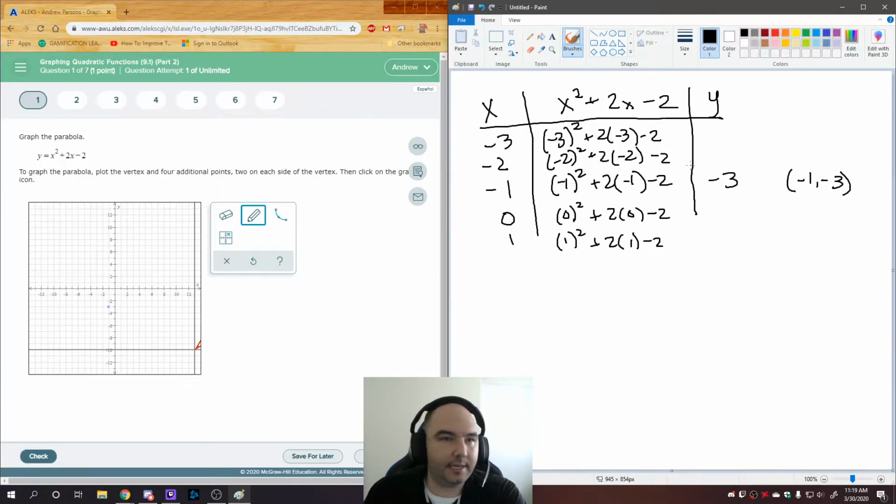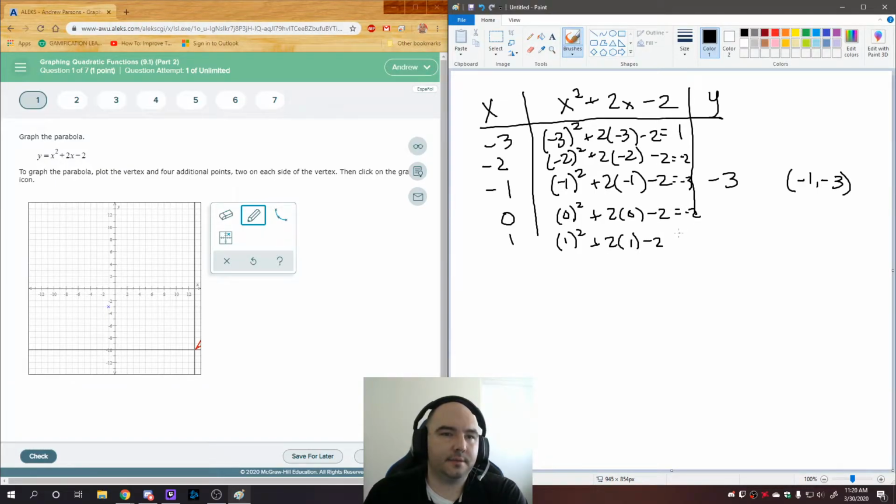So it shouldn't be too bad for you. Put that equals negative 3. Okay, now I would use a calculator for all this, as I said, but I'll explain the numbers as we go. So we get 9 minus 6 minus 2, so this should equal 1. We get 4 minus 4, which is 0, minus 2, which is negative 2. And we get 0 plus 0 minus 2, which is negative 2.